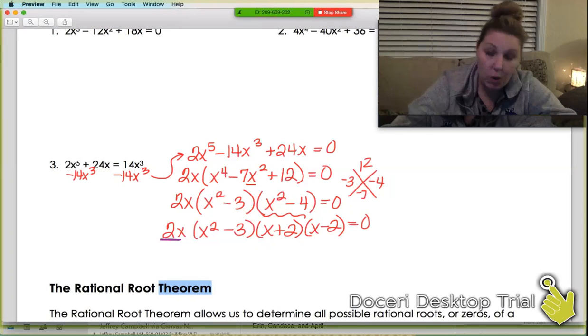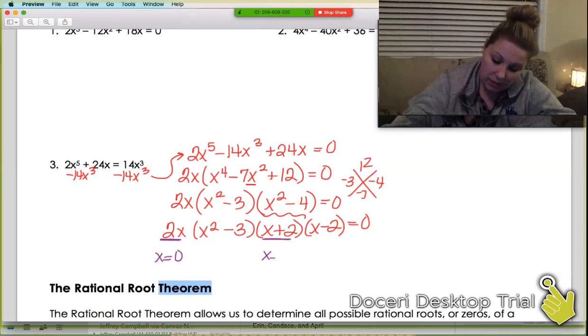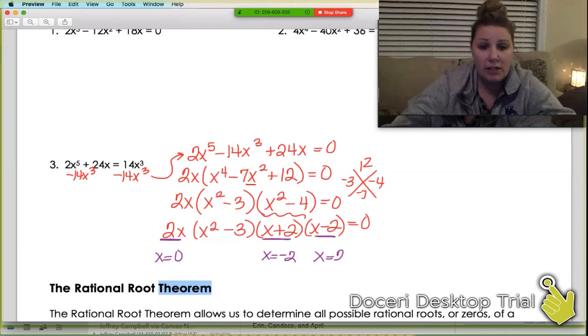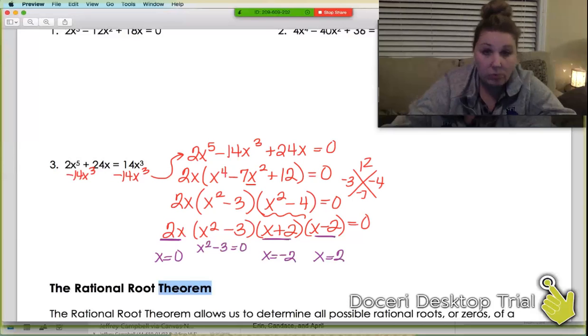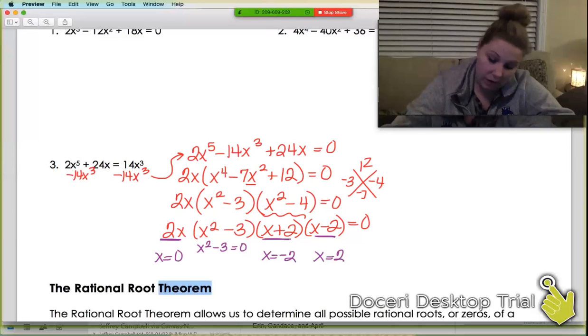So this first one, 2 times what is 0? That has to be 0. This one is going to give us x equals -2, and this one is going to give us x equals +2. So we have to figure out, when does x squared minus 3 equal 0? So we're going to start by adding 3, and I get x squared equals 3.